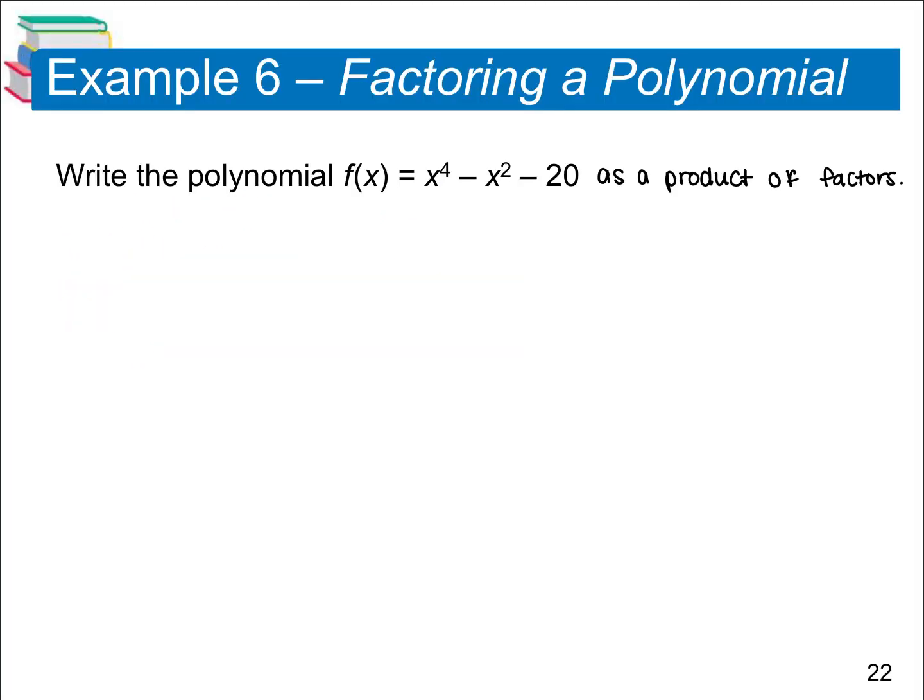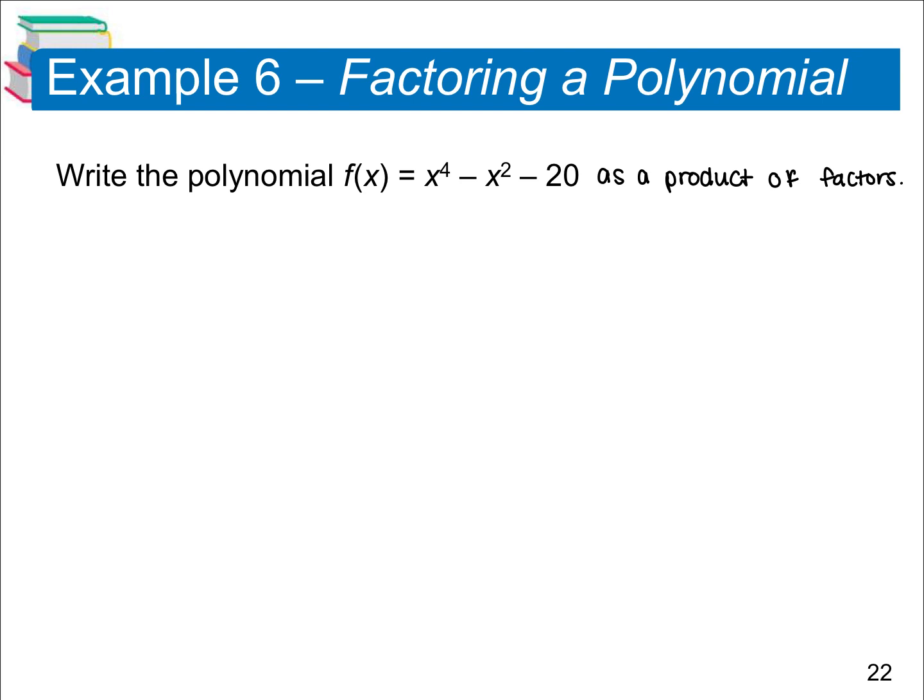It tells you to write the polynomial f of x is equal to x to the 4th power minus x squared minus 20 as a product of factors. So this one you're not solving. You're writing it as a product, so as a multiplication expression. If this equation is named f of x, you're going to keep it named f of x. However, you're just going to factor it completely.